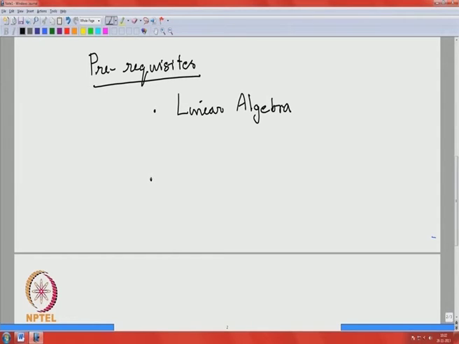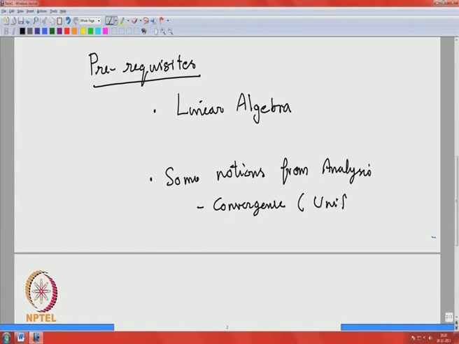And then the second thing they need to know is some notions from analysis, like convergence, especially uniform convergence, notions like Lipschitz continuity, something like what is called Ascoli theorem, and some theorems like Banach fixed point theorem.